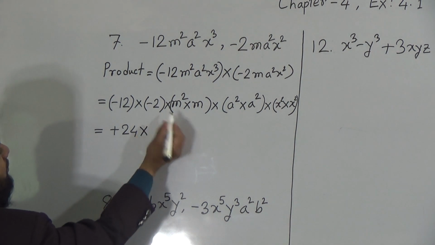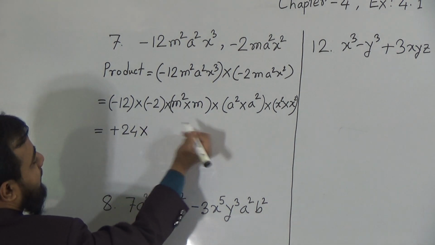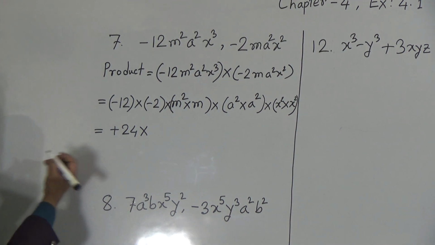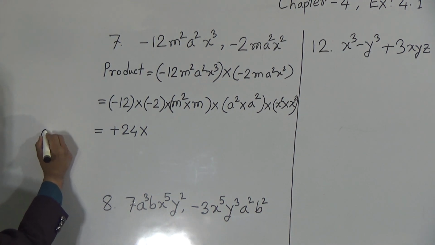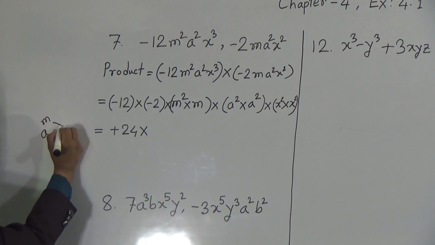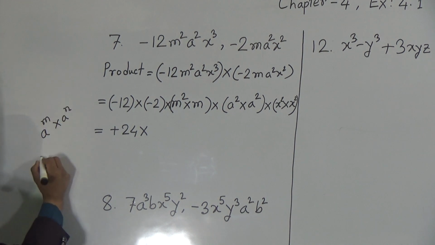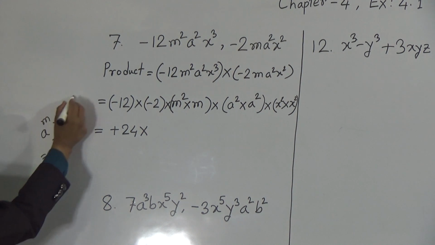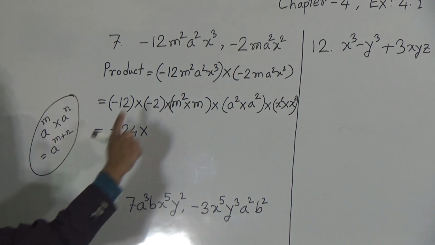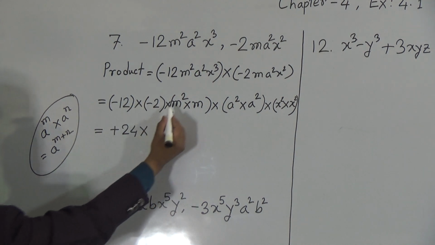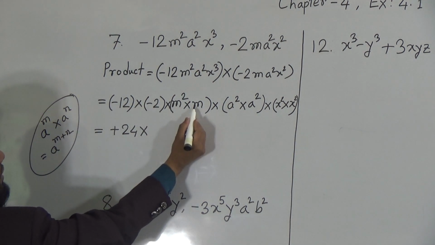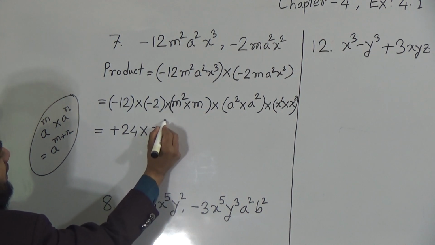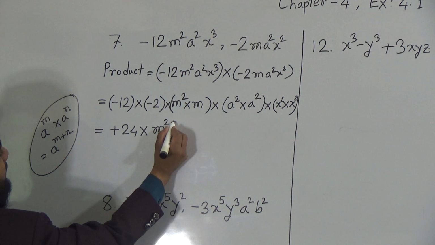Now the multiplication of m square and m. We know the first formula of exponents. The first formula of exponent is what? e to the power m multiplied with e to the power n equals e to the power m plus n. With the help of this first formula we will multiply all of these. Suppose e to the power m multiplied with e to the power n, then we will get e to the power m plus n.